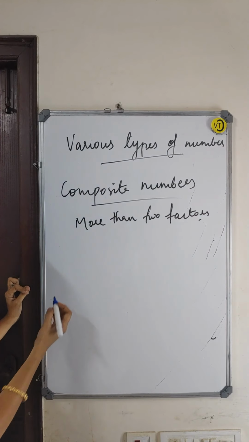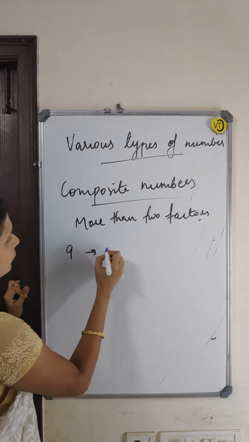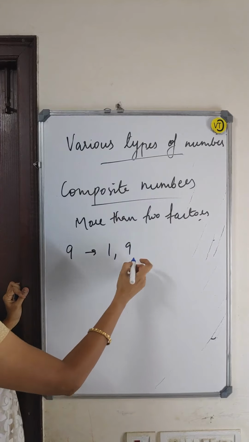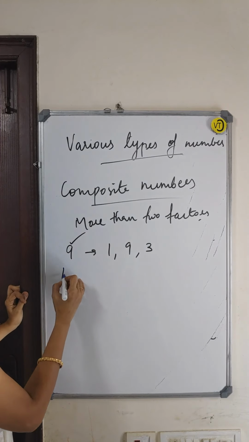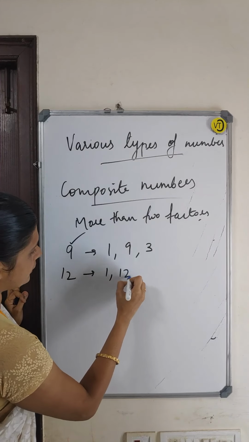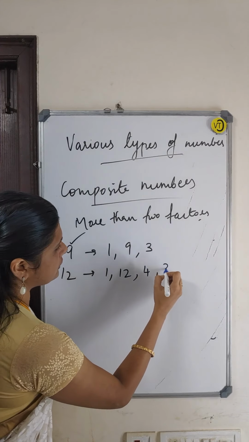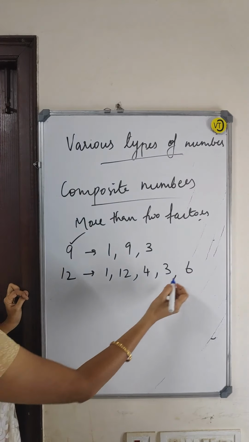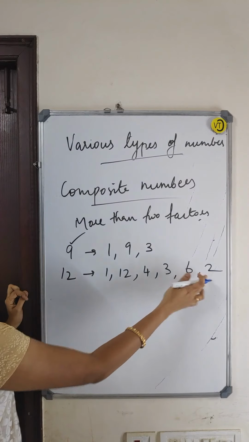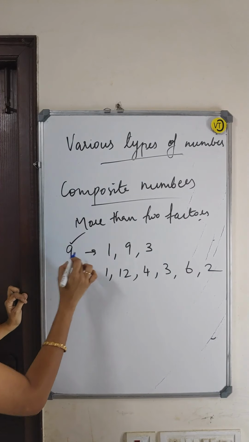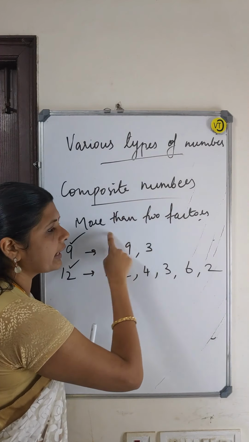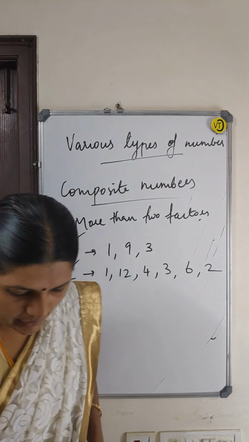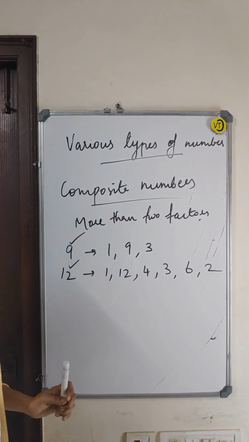Any number you can take, like 9. 1 and 9 are compulsory, then 3. That is more than 2, so it is a composite number. 12: 1 and 12 are compulsory, then 4, 3, 6, 2. 4 3s are 12, 6 2s are 12. This is also a composite number. So a composite number has more than 2 factors.